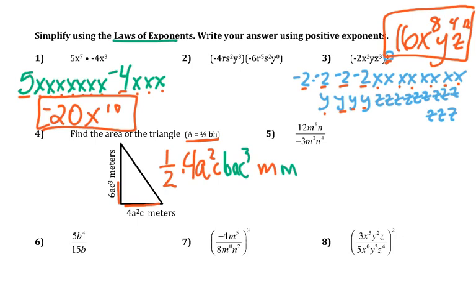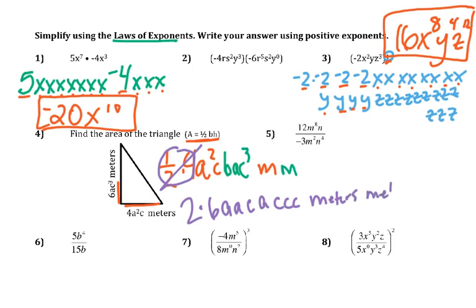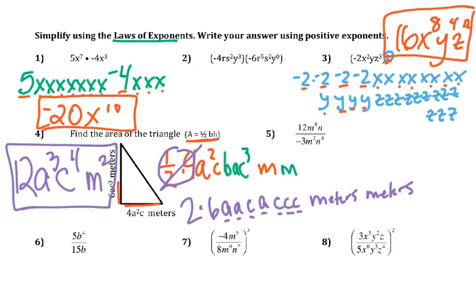Okay, so when I go to multiply this, I'm going to say half of 4. Half of 4 is 2. Okay, now I'm done with the half and the 4. And then I'm going to multiply by 6. And I'm going to have a to the second, c, and then a, and then c to the third, and then meters times meters. So when I simplify that, 2 times 6 is 12. A to the 1, 2, 3. C to the 1, 2, 3, 4, and then meters squared. And that's the area of that triangle.